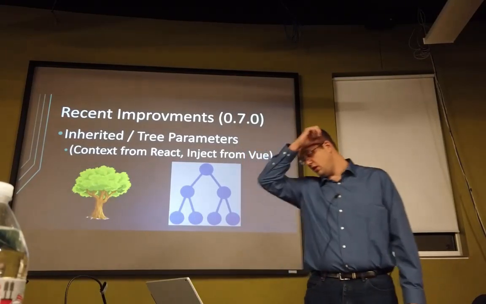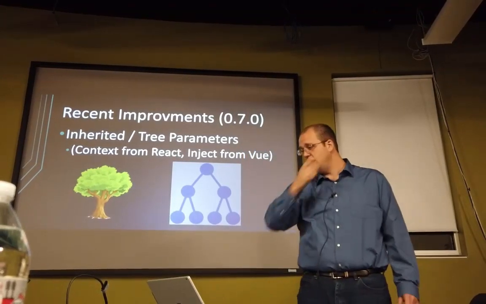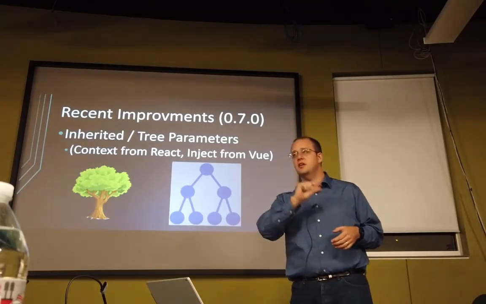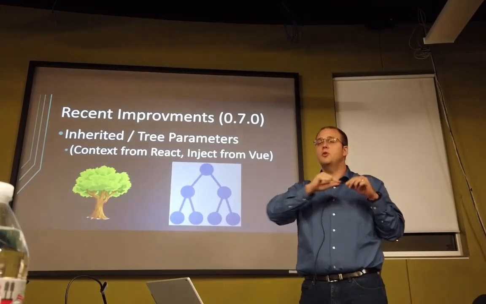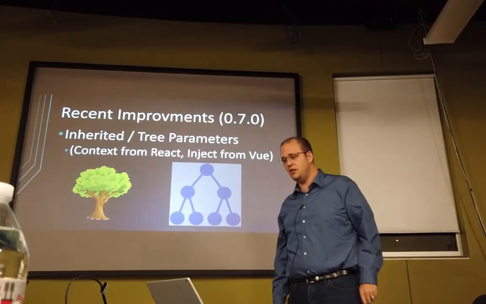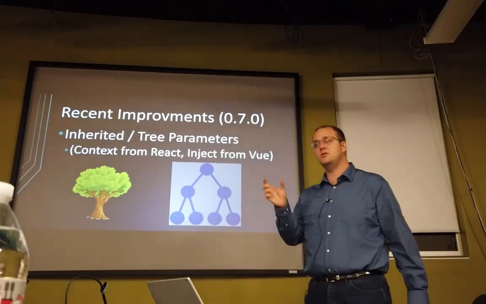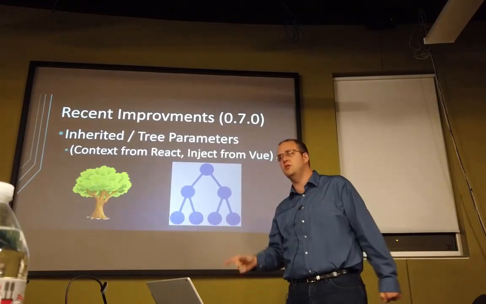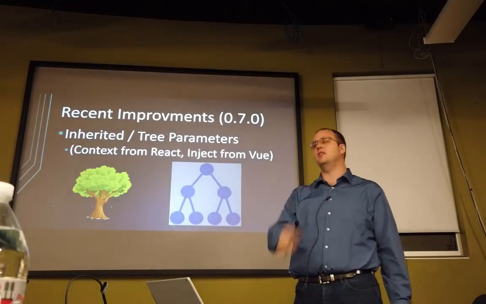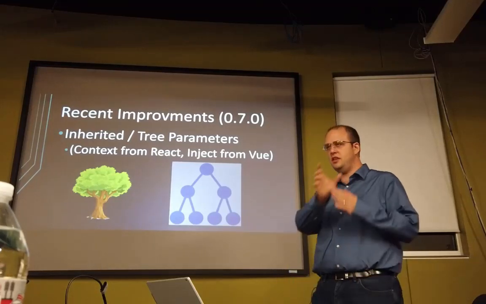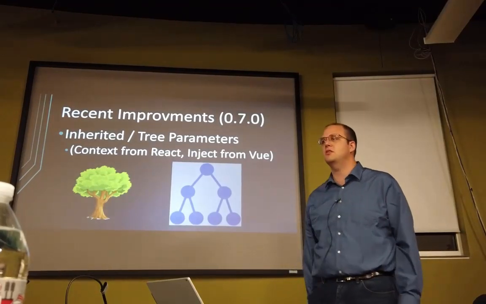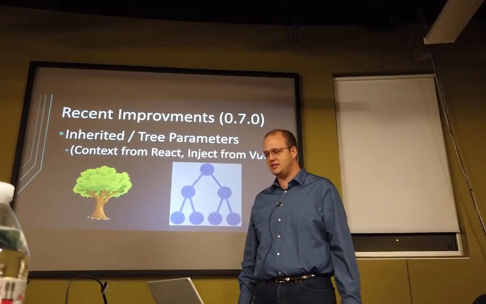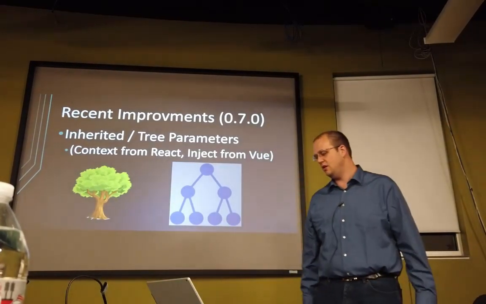Some of the recent stuff they've worked on: there is a parameter model for passing parameters from one component to another. They've recently implemented some inheritance to some variables, so you can go beyond just a parent talking to a child. You could set something like a theme at the root of your application, and that will be available to all components regardless of where they live in the tree. This is context in React, inject in Vue.